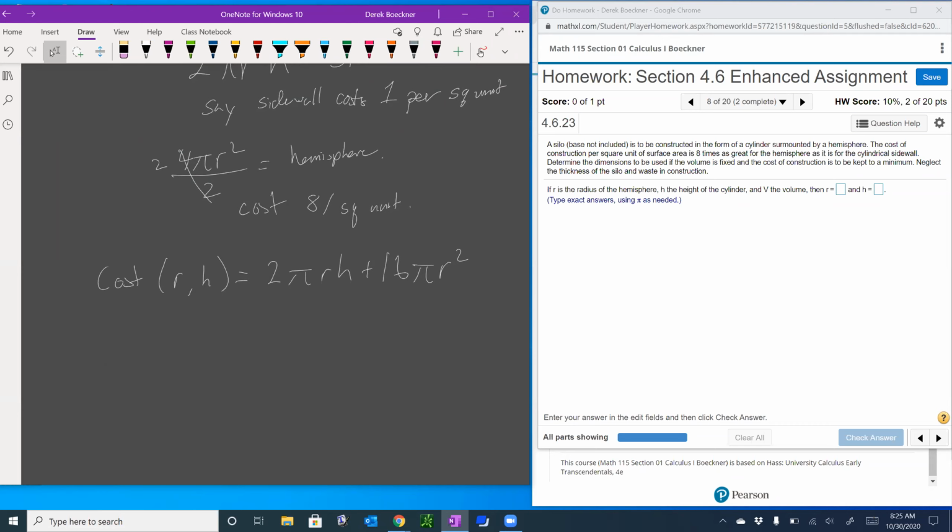Okay. So this says to do this in terms of the radius, the height, and the volume, right? So we're going to have that the volume is equal to, well, it's going to be half the sphere. So 4/3 pi r cubed over 2 plus the cylindrical part. So that's pi r squared h. That's the volume of the cylinder, volume of the sphere on top. That together will give us the volume. So that's our constraint function.